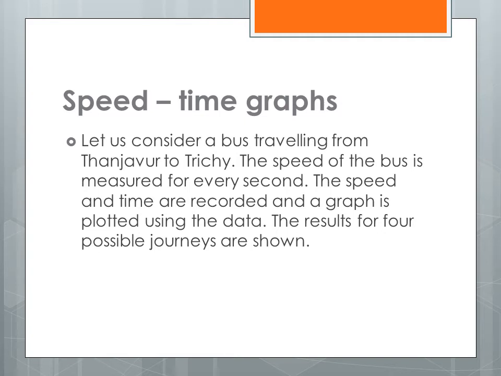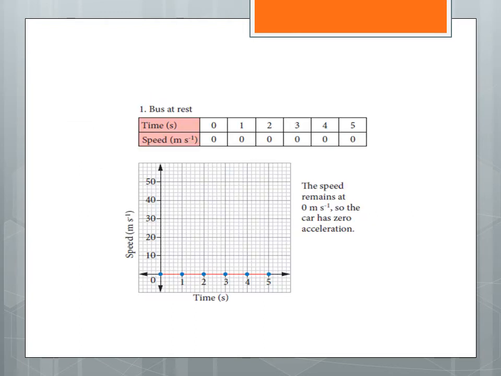Speed time graphs. Let us consider a bus traveling from Thanjavur to Trichy. The speed of the bus is measured for every second. The speed and time are recorded and a graph is plotted using the data. The result for our possible journey are shown.